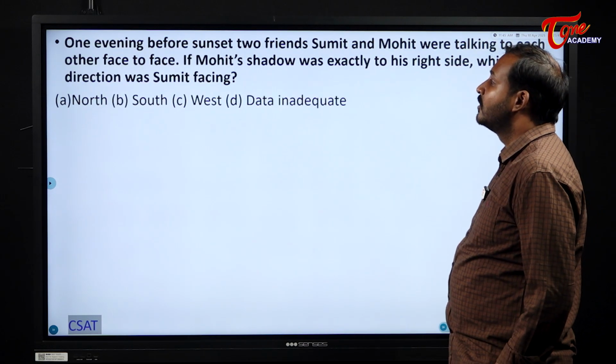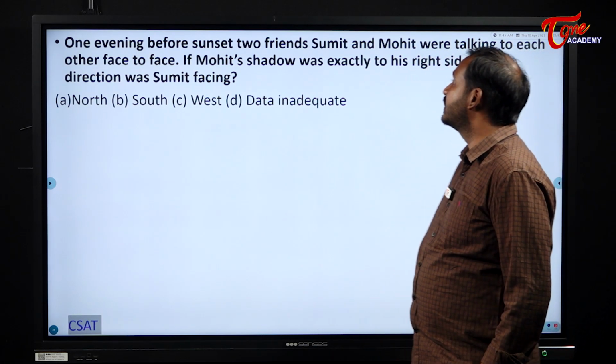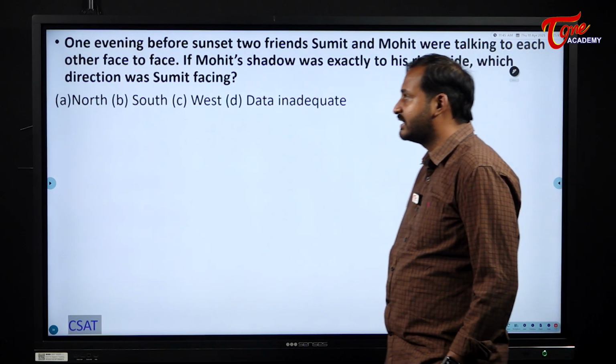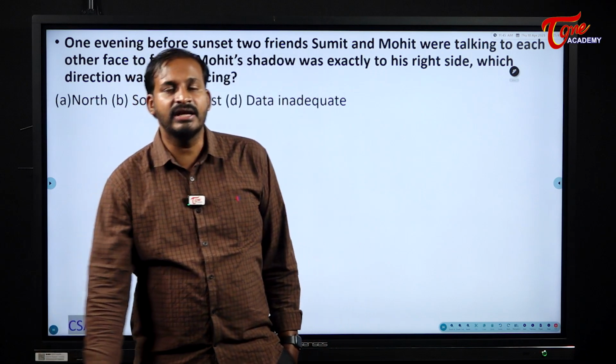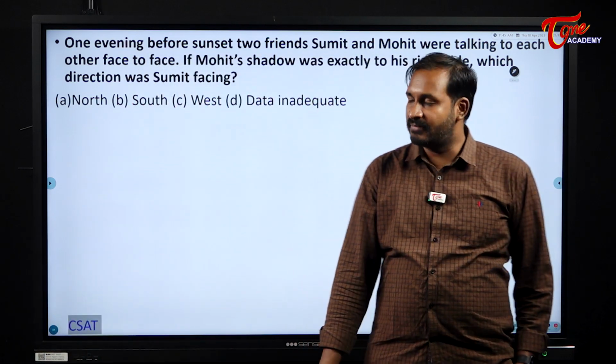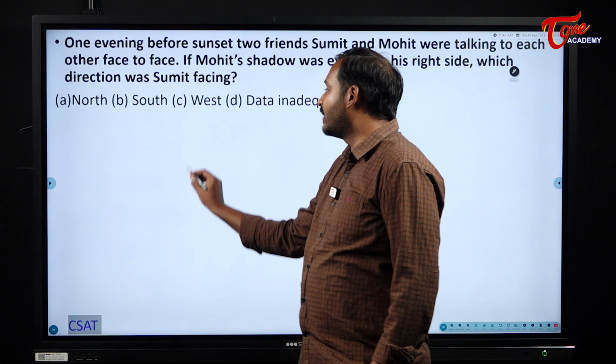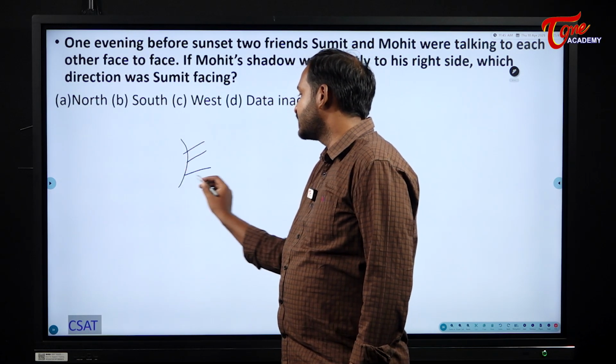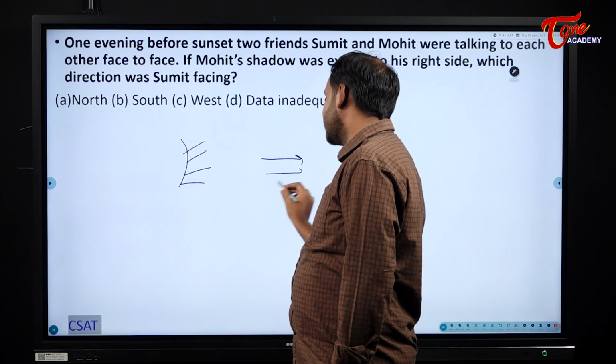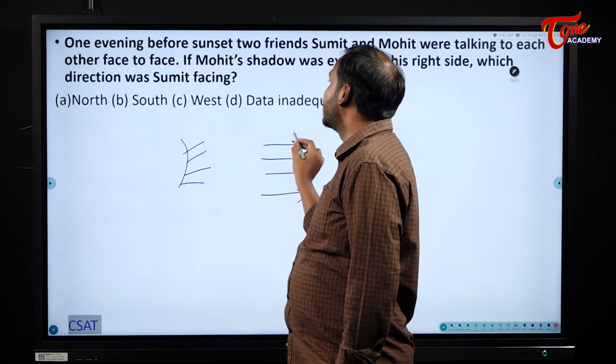Next one. One evening before sunset, two friends, Sumit and Mohit, were talking to each other face to face. See here, one evening before sunset means where will my sun position be? The sun position will be in the westward direction, and the shadows will fall in this direction.